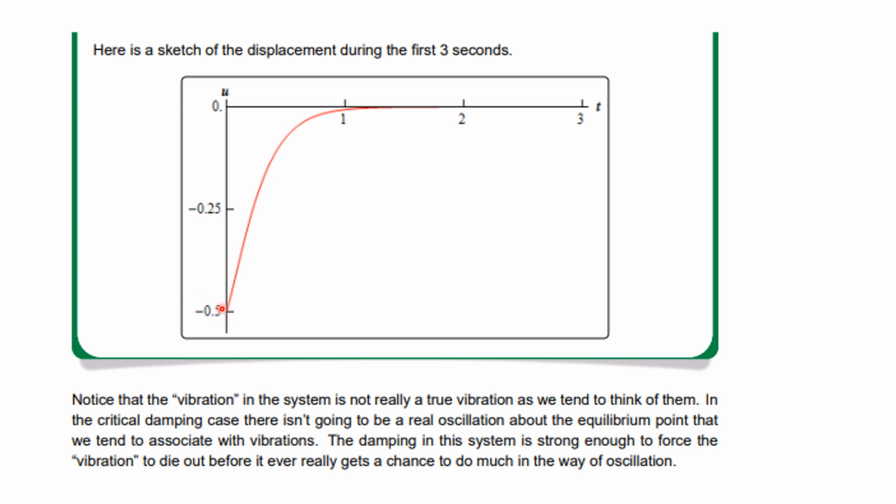Here's a sketch, and you see you start here, you let it go, but it really doesn't vibrate. Notice the vibration really is not a true vibration as we tend to think of it. In the critical damping case, there isn't going to be a real oscillation about the equilibrium point we tend to associate with vibrations. The damping system is strong enough to force the vibration to die out before it ever really gets a chance to do much in the way of oscillation.